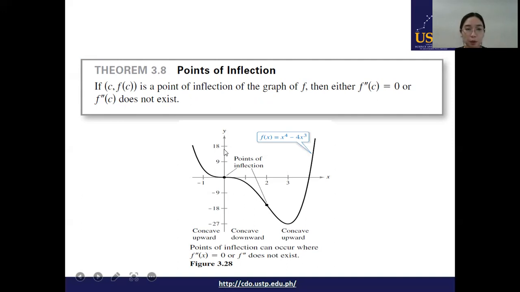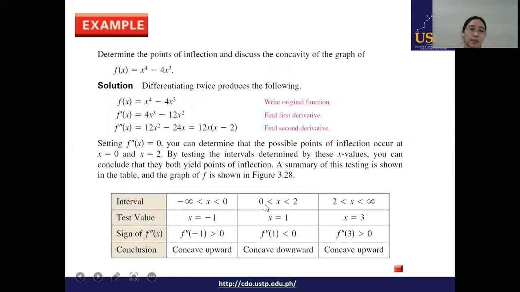Okay? So for example, f of x is equal to x to the 4th power minus 4x cubed. We can see its concavity shift from upward to downward, and from downward to upward. Okay? So we can see that. So this point is the point of inflection. So points of inflection can occur when f double prime of x is equal to 0 or it does not exist. So for example, let's determine the point of inflection and discuss the concavity of the graph.